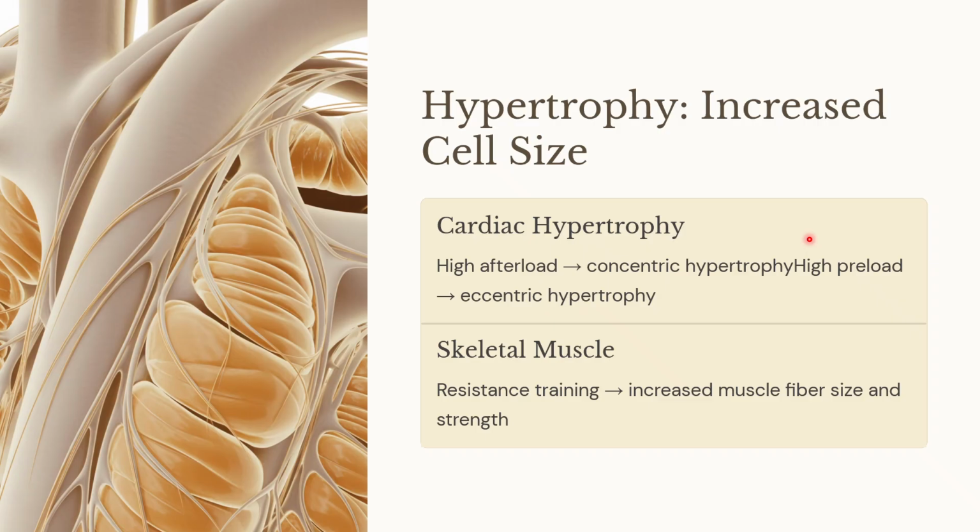What is the difference between concentric and eccentric? In concentric hypertrophy, the cells are added in parallel. So the bulk of the cardiac tissue is increased. Whereas in increased preload, the cells are added in series. That is, the chamber size is increased. This is eccentric hypertrophy. Whereas in skeletal muscle, when there is resistance training, there is increased muscle fiber size and strength, again resulting in hypertrophy.